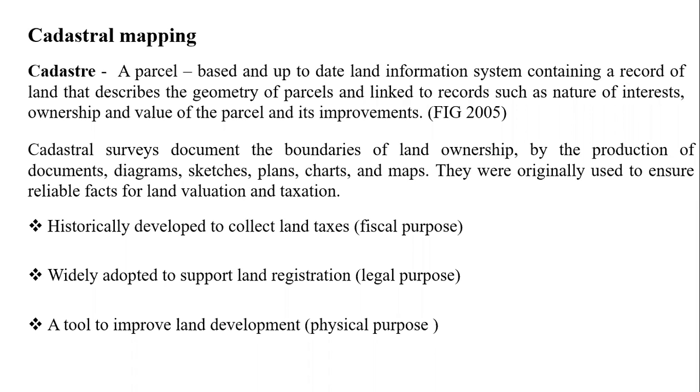Cadastral mapping. Generally, these maps give information about the ownership of the land. It is a parcel of records, or a parcel of geometry with linked records, such as who is the owner and what is the value of that particular cadastre.